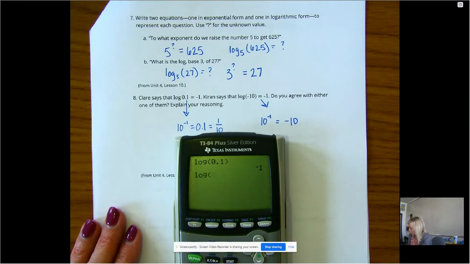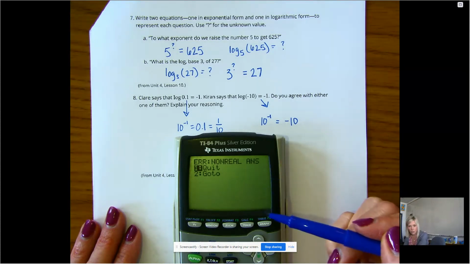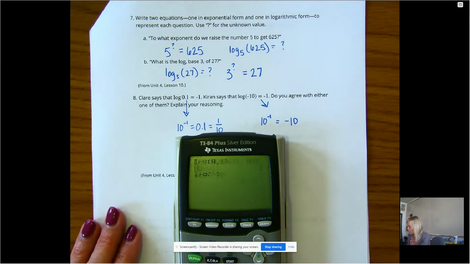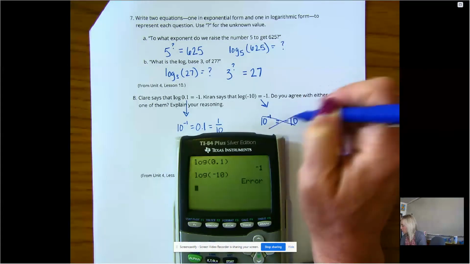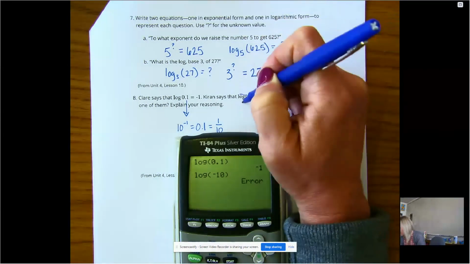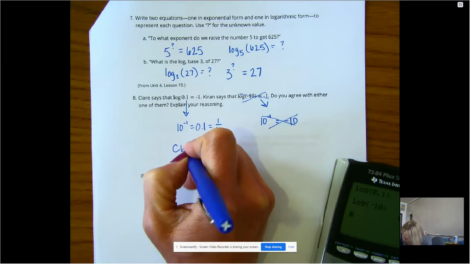And then interestingly, when I do the log of -10, it says error, non-real answer. The reason why is, remember the answer to a logarithm is an exponent. There is not an exponent in the world that will take a positive number and make it negative. That just doesn't happen. And so this is not true, and this is not true. So I agree with Claire.